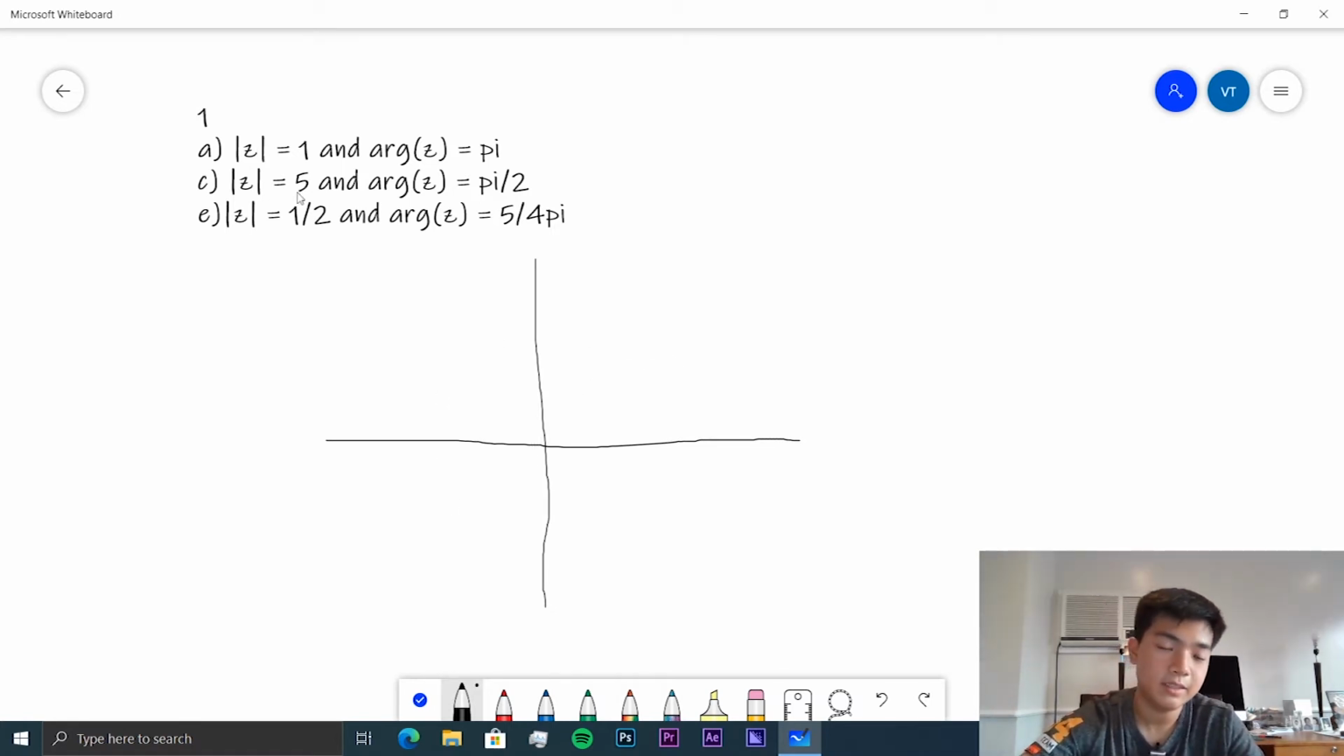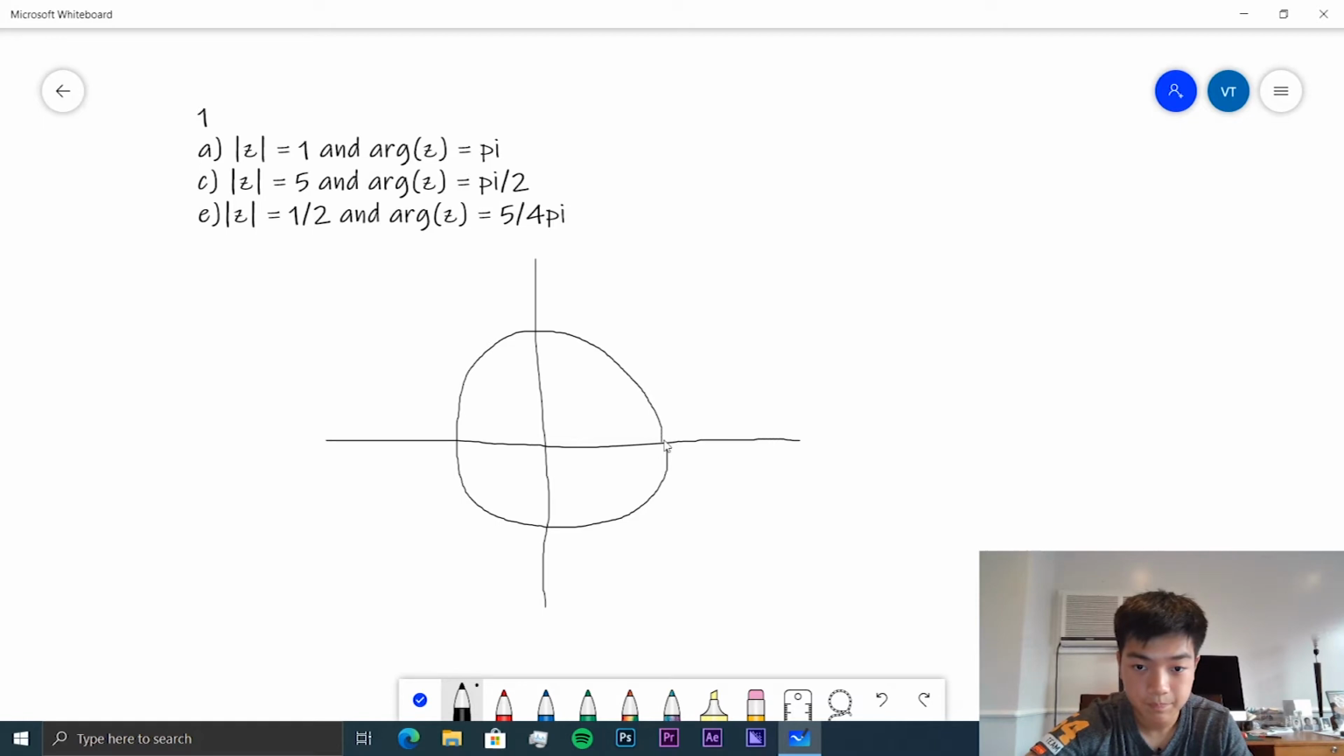How we do it normally is, first, if the modulus is 1, we will draw a circle with radius 1. And then the argument of z is pi. So pi would be over here, so this is that point. So this is z1. Next, the modulus of z is 5, so of course not to scale. Actually, I'll just use the same circle. But, of course, you would draw a bigger circle normally or change the axes. And the argument of z is pi over 2, so the angle theta is pi over 2 over here, so this is z. Finally, the modulus of z is 1/2, so a much smaller circle, and the argument of z is 5 over 4 pi. So this would be around here, so this would be z.